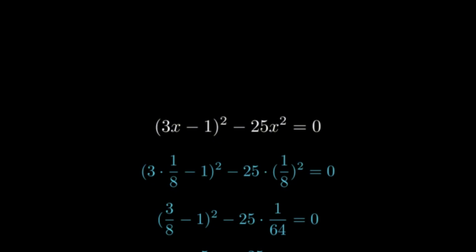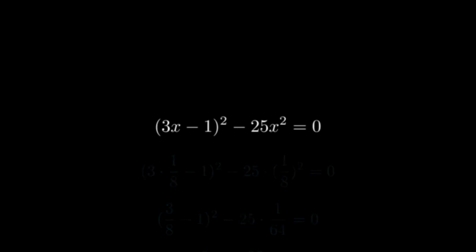Remember that when we square a negative number, the result is positive, so -5/8 squared equals 25/64. For the second term, 25 times 1/64 equals 25/64. So our equation becomes 25/64 minus 25/64, which equals 0. The left side simplifies to 0, which matches our right side of 0. This confirms that x equals 1/8 is indeed a solution to our original equation.